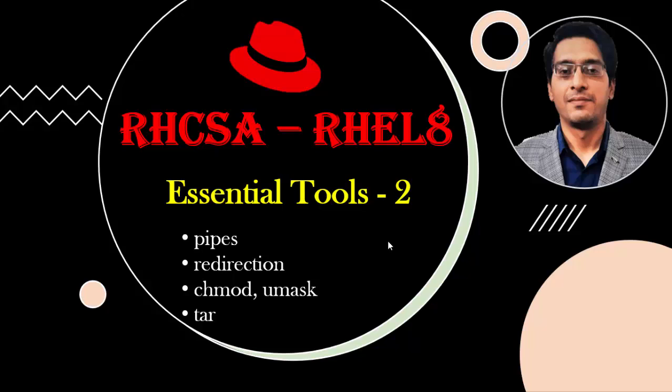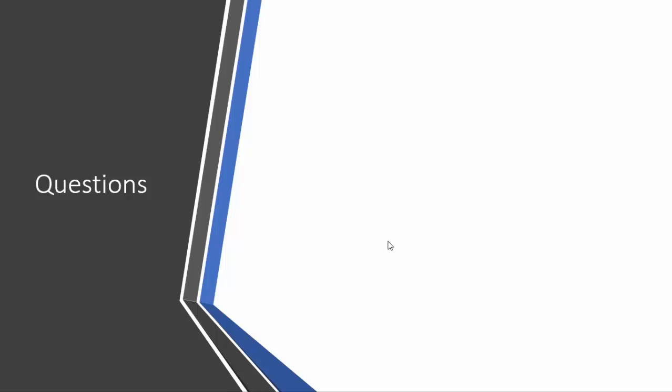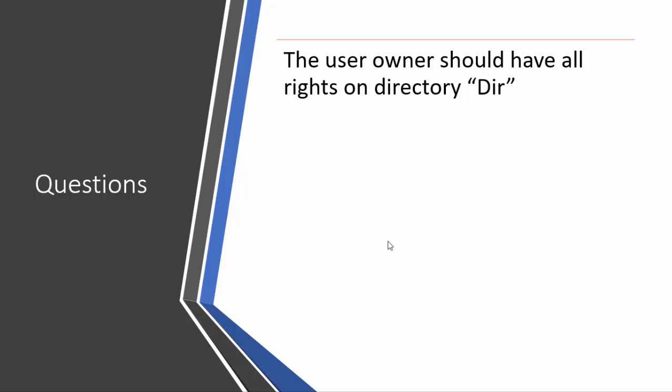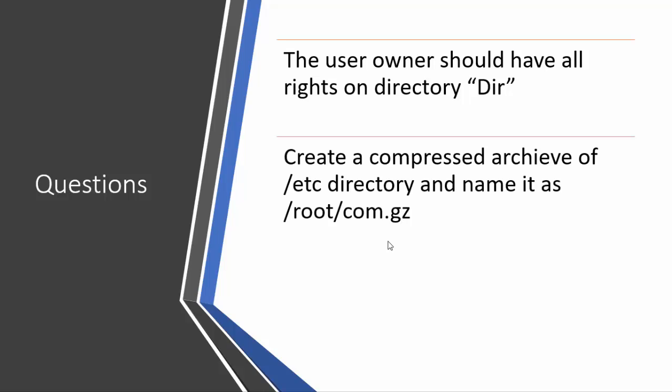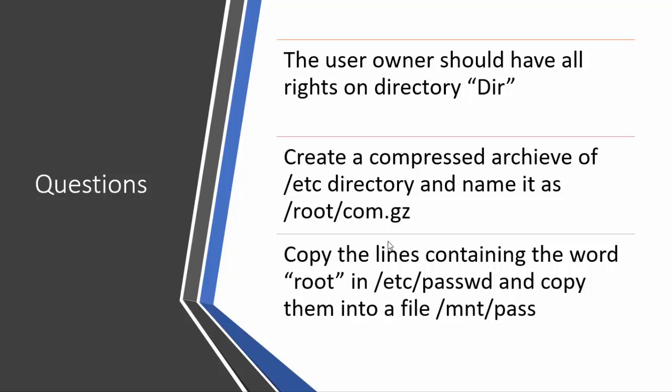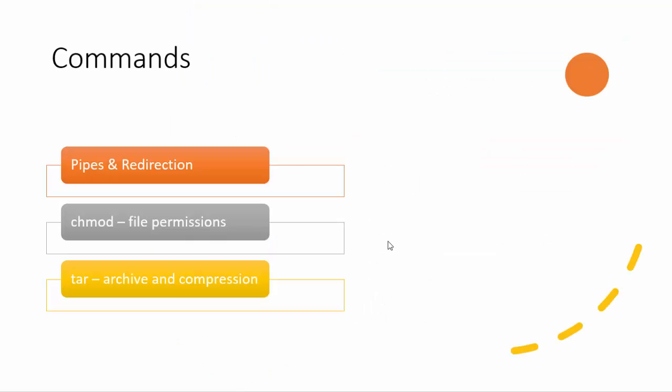After listening to this lecture, you will be able to answer questions related to pipes, redirection, changing permissions, and compressing files. So you might encounter questions where you have to change the permissions or the rights on a particular file or directory, or you have to create a compressed archive or simply an archive of any directory, or there might be a question related to redirection where the output of one of the commands has to be saved in another file. So today we are going to discuss pipes and redirection, the chmod command and the tar command.